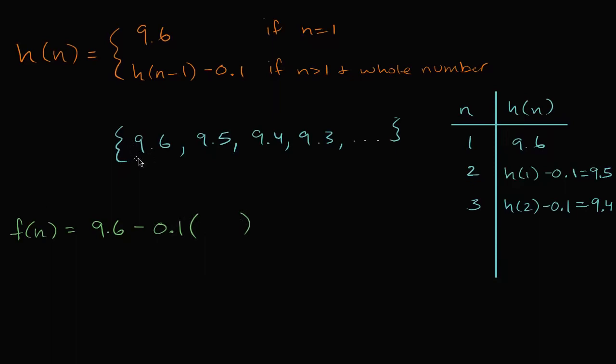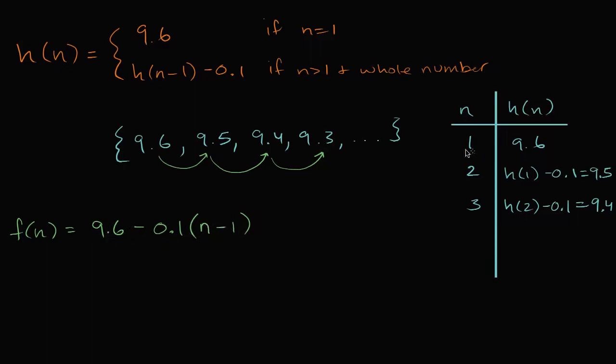Well, let's see. If we're talking about the first term, we subtract 0 times. The second term, we subtract 1 time. The third term, we subtract 2 times. The fourth term, we subtract 3 times. So whatever term we're talking about, we subtract that term minus 1 times. So if we're talking about the nth term, we subtract this value n minus 1 times. And you can verify that this is going to work.